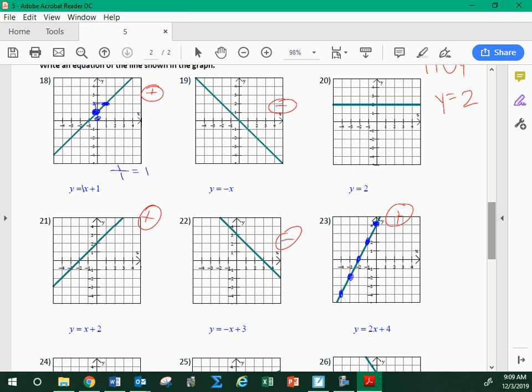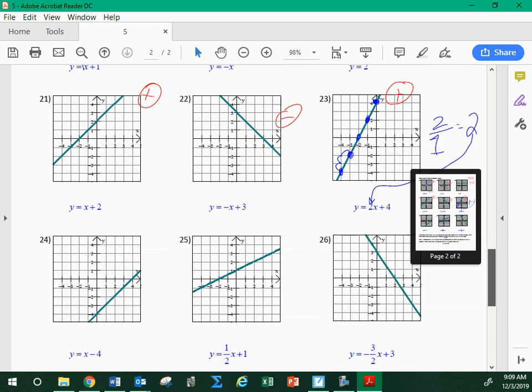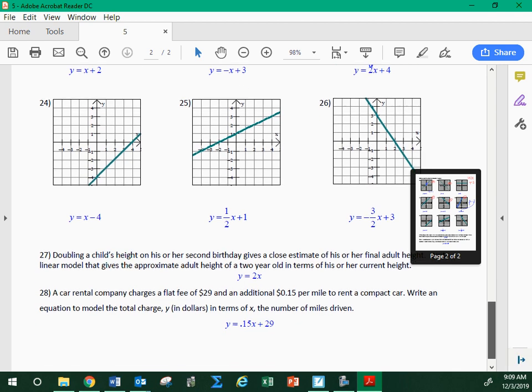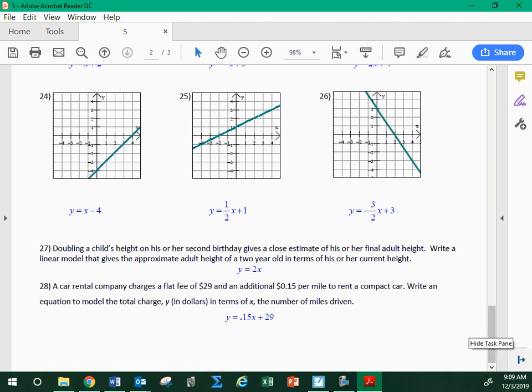So again, pick one, and you went up 2, over 1. Over 1 is just 2. Okay. So any questions on 18 through 23? Okay. We're going to check your answers on 24, 25, 26, and we'll talk about 27 and 28 together.